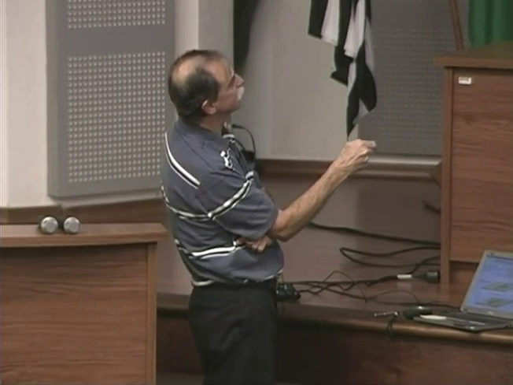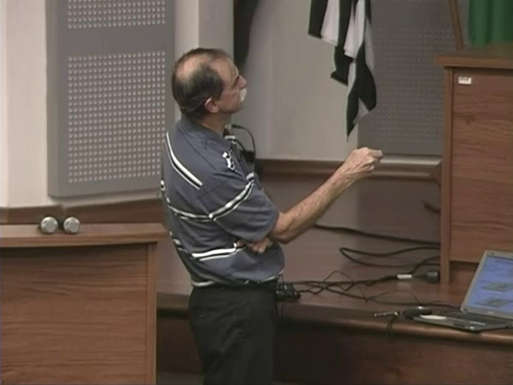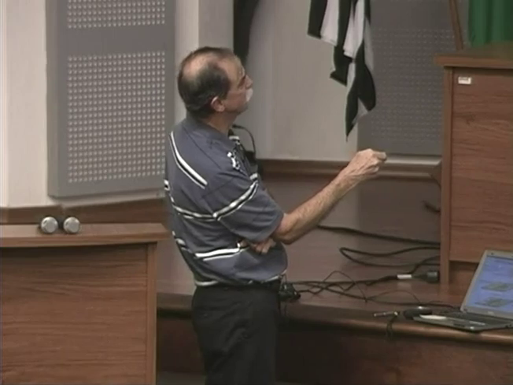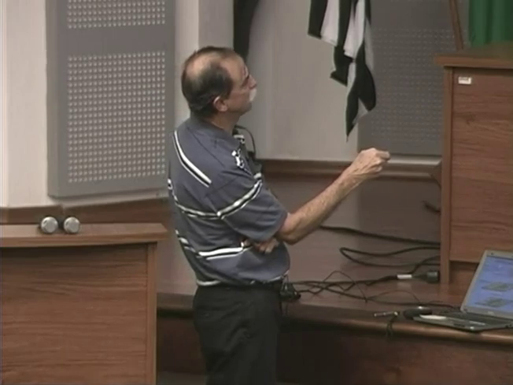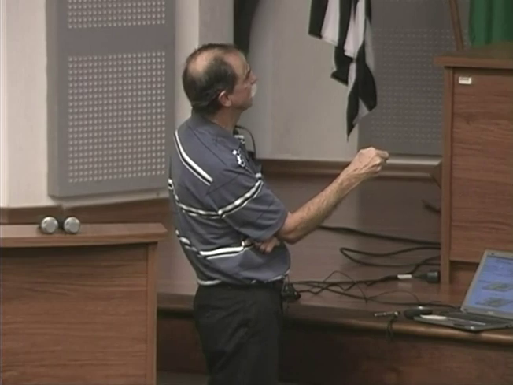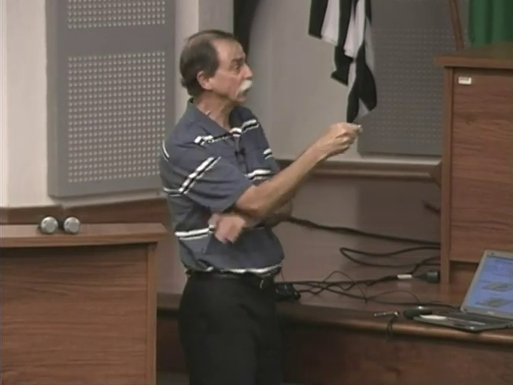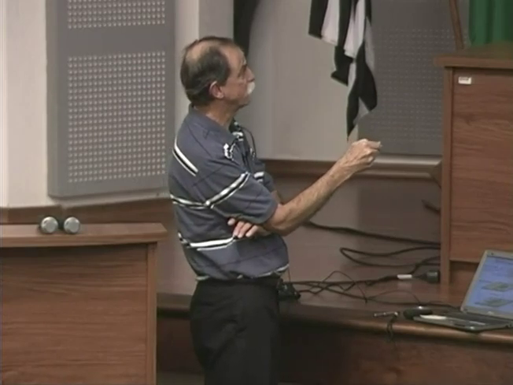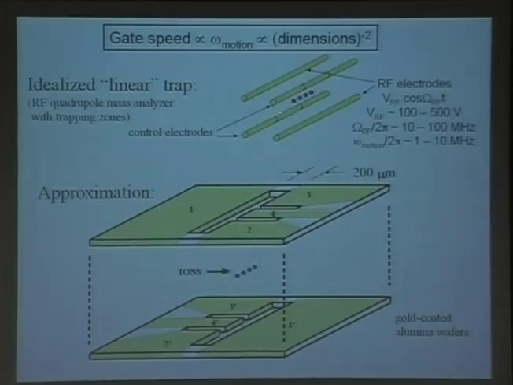And then along the axis, you notice I made some cuts in these electrodes, and the way we provide the well along this axis is that, since all of our ions are positive, we apply a positive potential to these end segments relative to the other electrodes, which provides, to a high degree, a harmonic well along this axis.